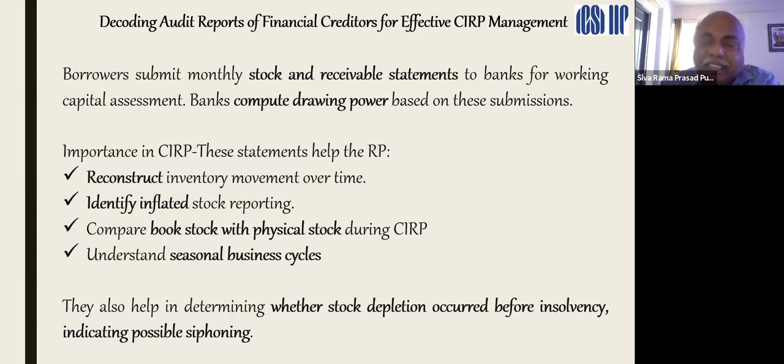Take for example rice mills. During the harvesting season, the stocks are increasing. During the sowing season, the stocks are zero or minimum. So they also help to demonstrate whether a stock depletion occurred before insolvency, indicating possible siphoning or not. All these things are there. So the stock statement is one of the particularly important areas during the CIRP process. That's why whatever information is there, in one way or other, it is useful for the resolution professional or successful resolution professional.